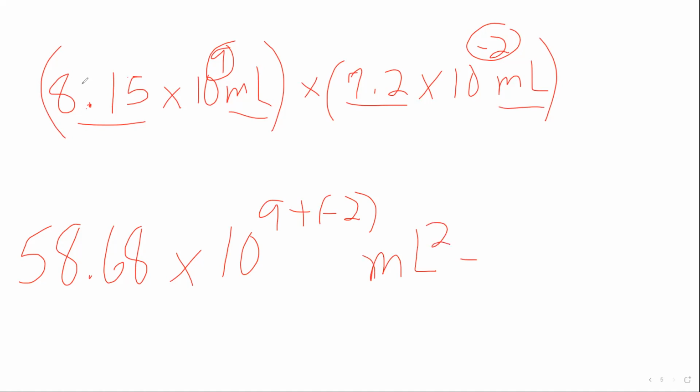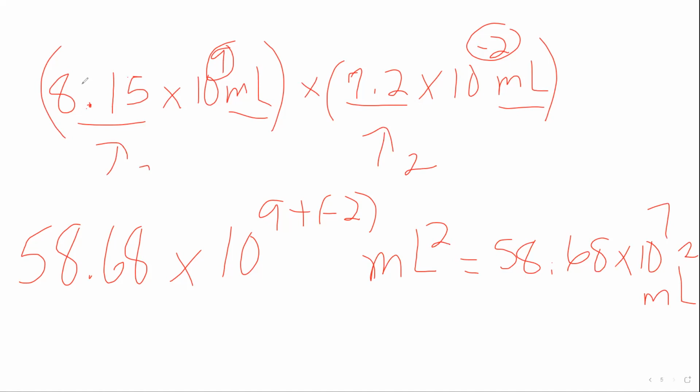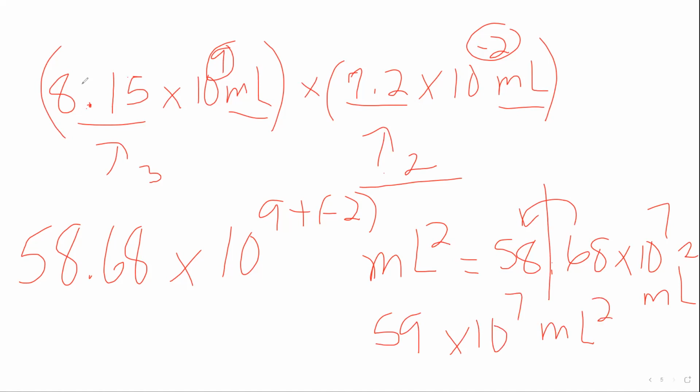And this is going to be equal to 58.68 times 10 to the 7th milliliters squared. But so far, we have two things to worry about. You need sig figs. This one only has 2. This one has 3. And we need the lowest amount. So we need to cut it down to here. So that gives us 59, right? Because this is large enough to make that go to 9. Times 10 to the 7th square milliliters. So far, that's good.